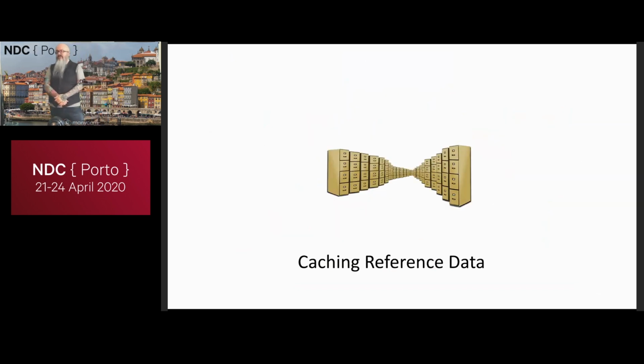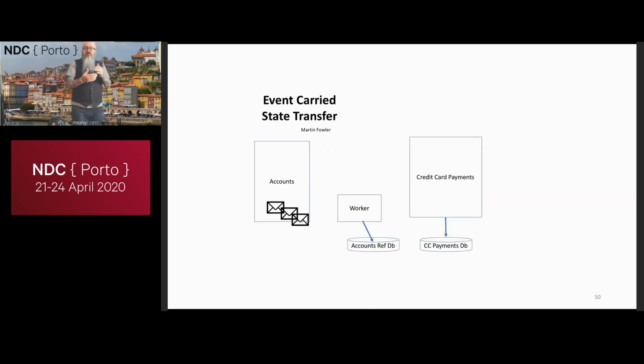Okay, so caching reference data. I left this one to last because we've explored this concept already, and a lot of the gotchas and the detail are explored in my talk on event-driven collaboration. But we could simply build a cache of data via event-carried state transfer, which contains the necessary credit card information from the user's account so the credit card payment can access it at runtime.